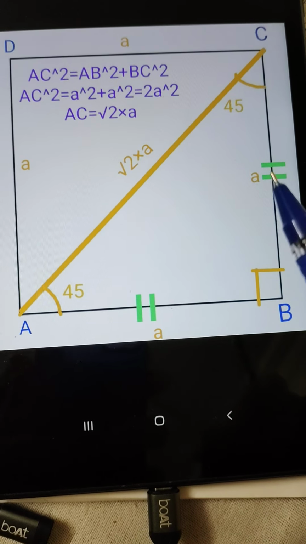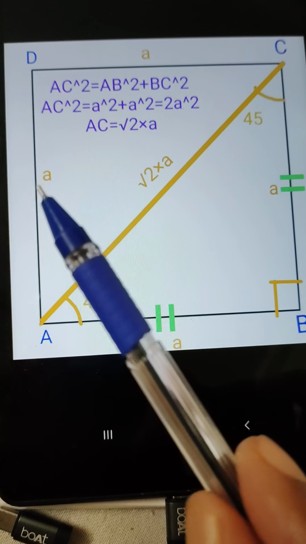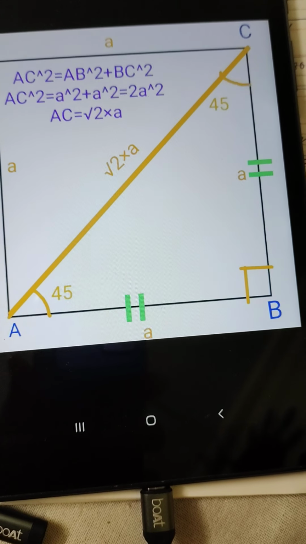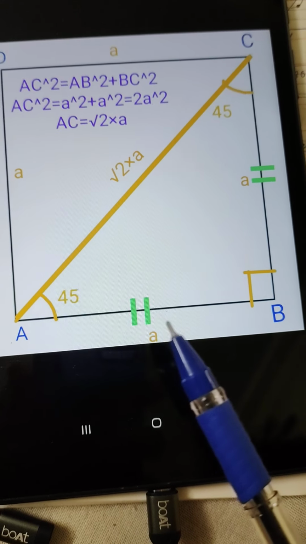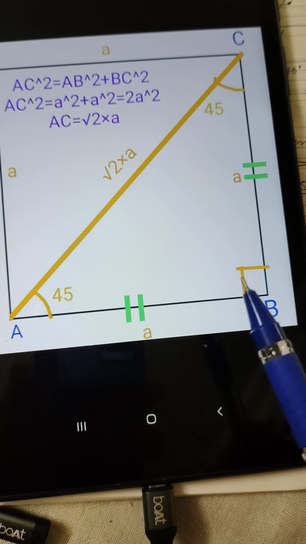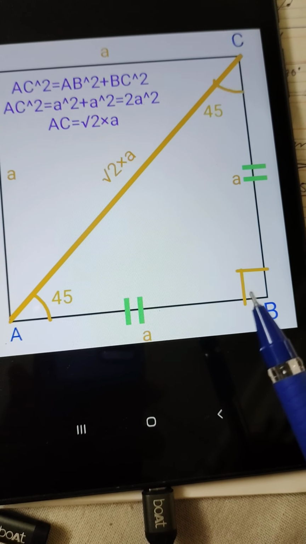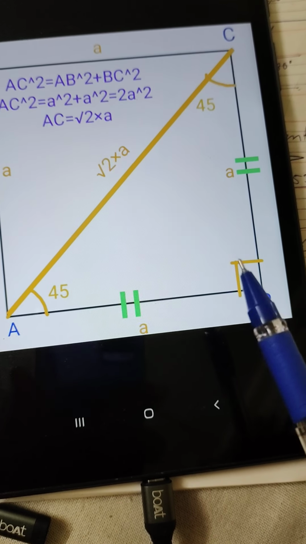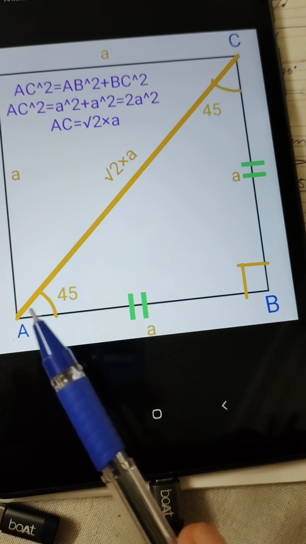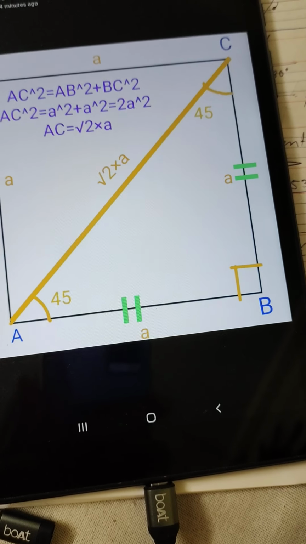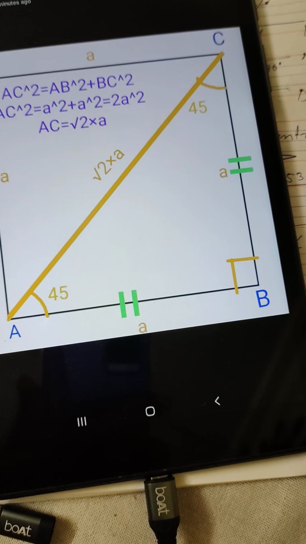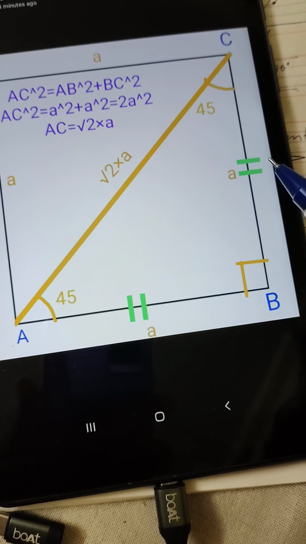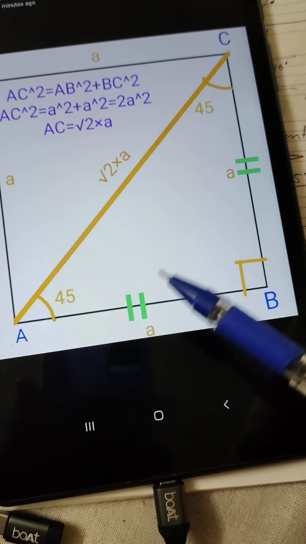So this is a, this side is a, this is a, and this will also be a, because all the sides of a square are equal. And all angles of a square are 90 degrees. So you can see this triangle is an isosceles right angle triangle. Isosceles means a triangle having two sides equal. So this side is equal to this one because these two sides are sides of the square.